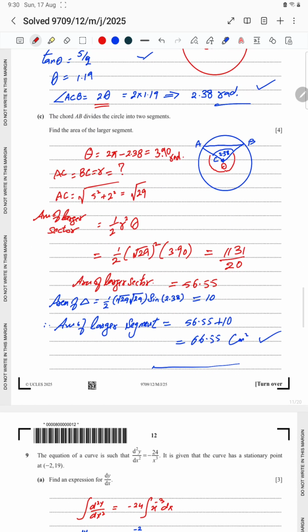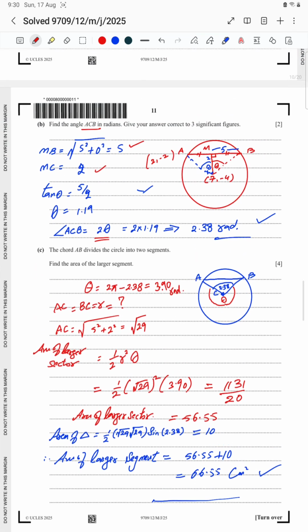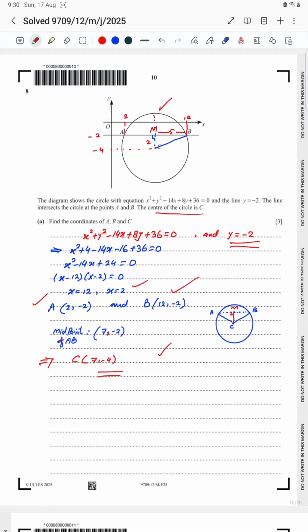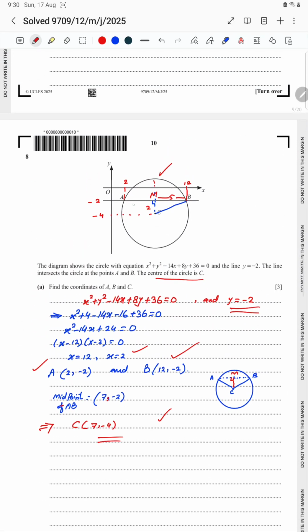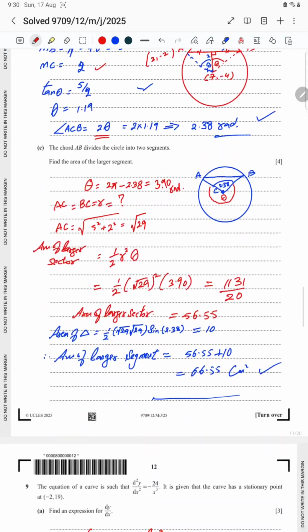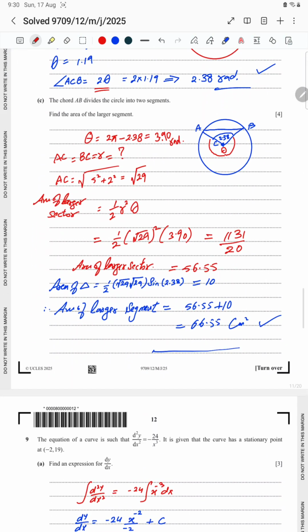C part, the chord AB divides the circle into 2 segments. Area of the larger segment. Okay, that's very much clear. Here you can see this line AB divides it into 2 segments, one above, one below. We have different approaches to solve this question as well, but I tried to solve it with a simple approach. First of all, I got the radius AC or AB, same, that is square root of 29.